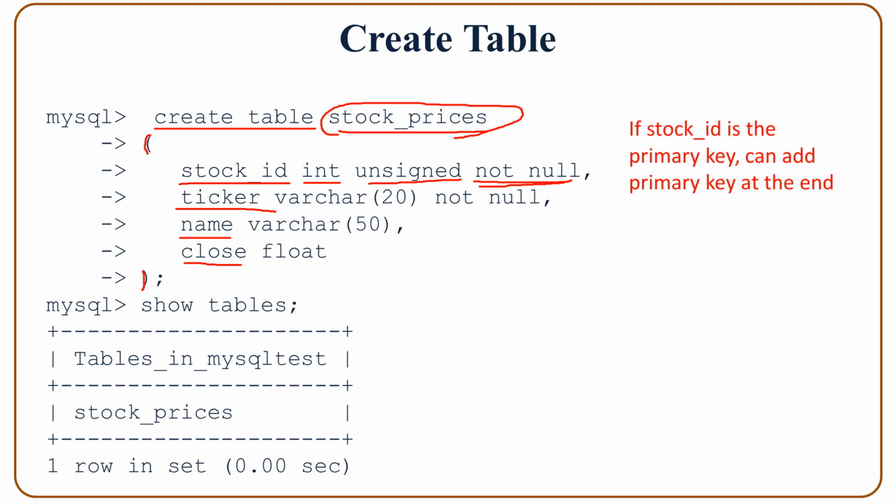Also on the second field or the second column, you specify varchar. Varchar is the most commonly used type. Varchar 20 positions to store data, and also not null. With name you need 50 positions, and for closing prices you specify float.